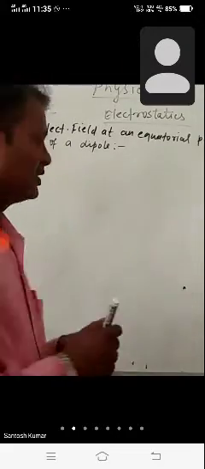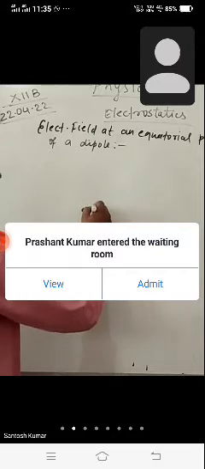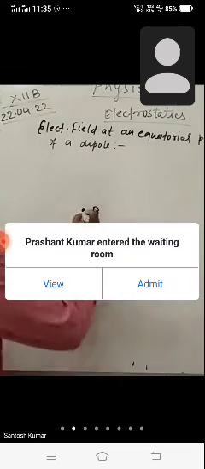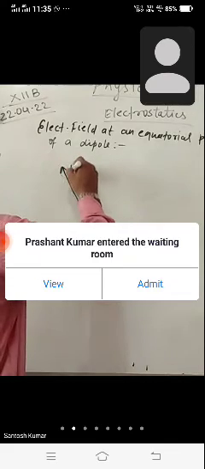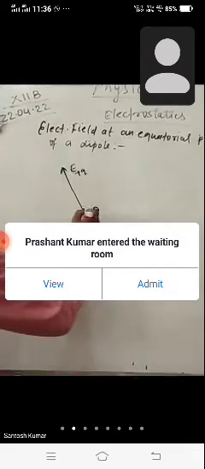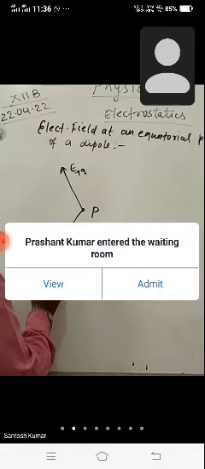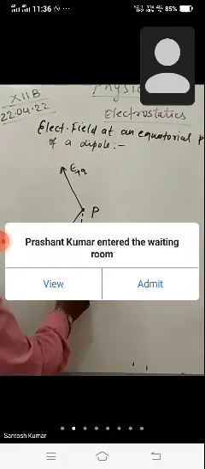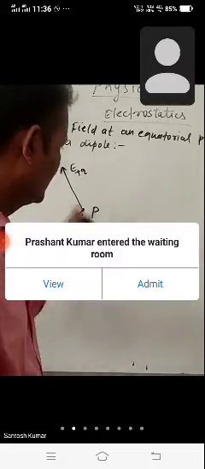the dipole. So in a simple diagram we have just shown this is the point P where we have to obtain this electric field, that is the resultant field at this point. This is the direction of electric field due to charge plus Q, and this was the direction of electric field due to charge minus Q. This line was the perpendicular distance from the axis of the dipole.